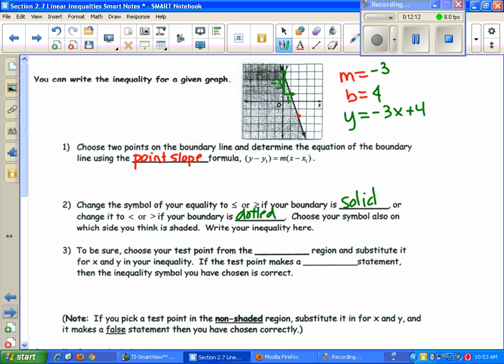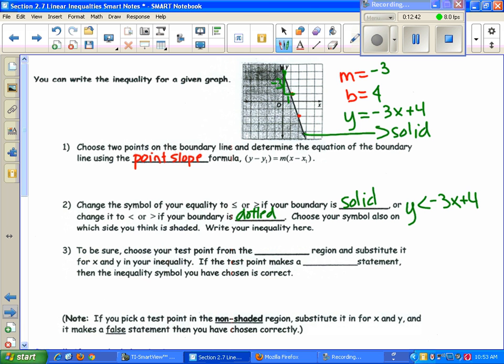And you can also do what we did before: choose your symbol based on which side you think is shaded, and then write the inequality. So if I look here, it looks like my shading is below my line, and also notice that the line is solid, so I know I'm going to be equal to. Because of this, I'm going to test the line equation y is less than -3x plus 4.